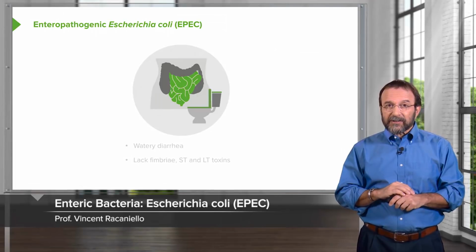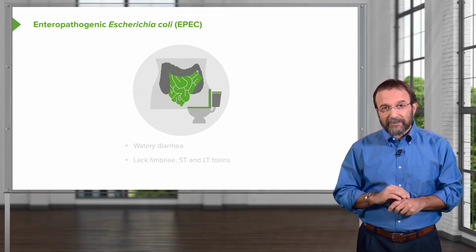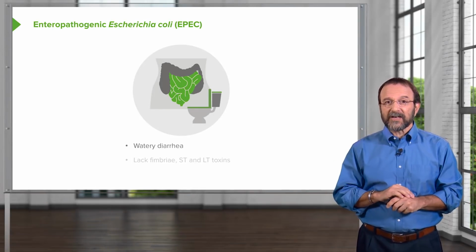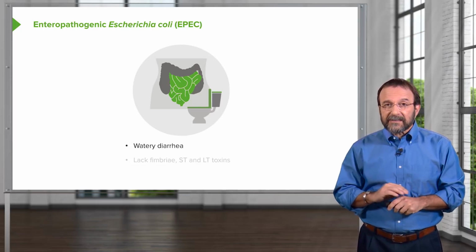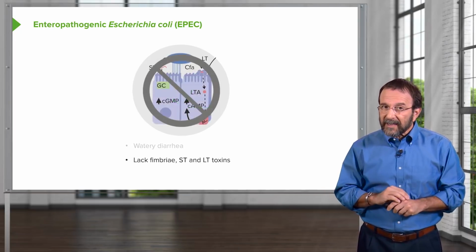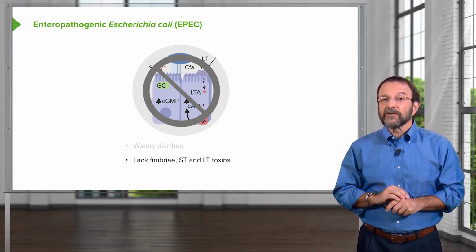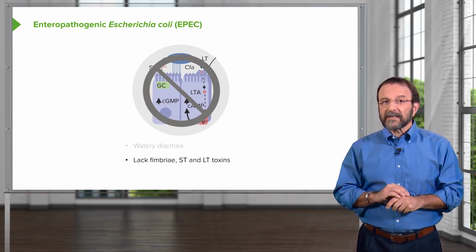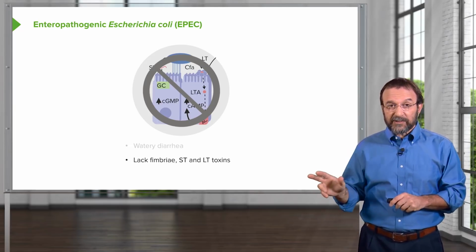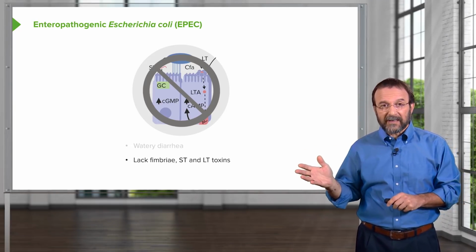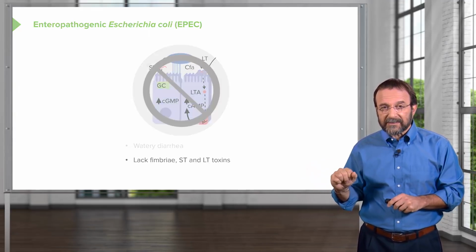Let's look at another type of E. coli. These are enteropathogenic E. coli, or EPEC. Hard to remember, ETEC, EPEC now, enteropathogenic. These also cause watery diarrhea, but these bacteria are slightly different. They do not have fimbriae to attach. They have other things. They have no ST, and they have no LT toxins. Remember, those were two toxins produced by the ETEC strains, which were important for causing the watery diarrhea, but the EPEC strains of E. coli do not produce those toxins.